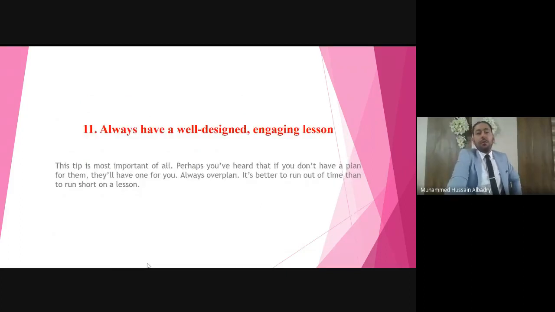Number 11, always have a well-designed, engaging lesson. Always have a well-designed, engaging lesson. This is very important. I talked about this point in the previous lecture, to have a well-designed, engaging lesson. You have to organize, to plan everything for your lesson. This tip is most important.